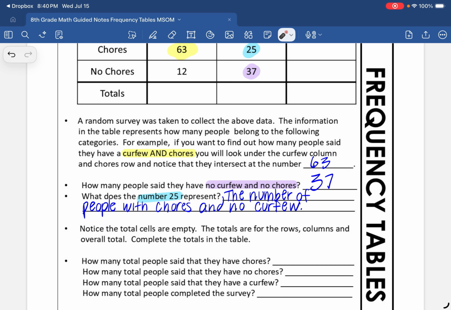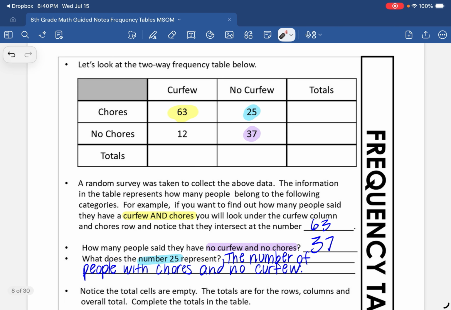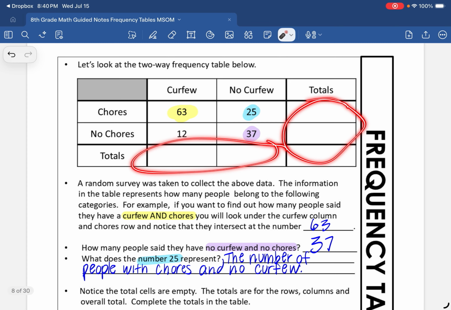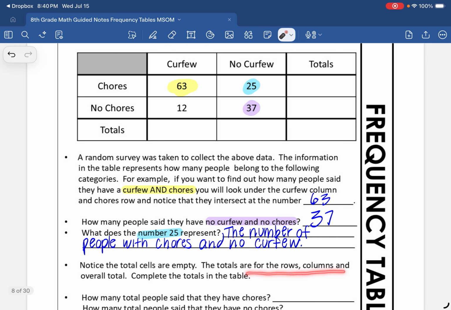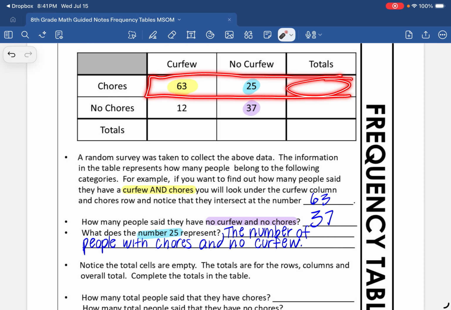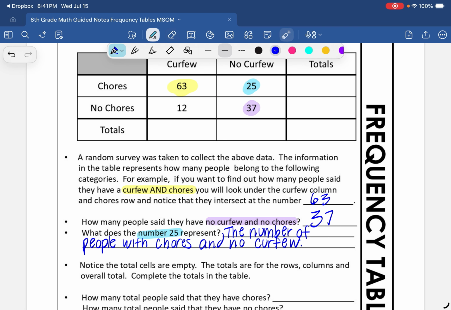Notice that the total cells are empty. So we have these totals and those totals, and they're all empty. The totals are for the rows, columns, and overall total. Complete the totals in the table. This total right here will be the sum of 63 and 25, and that is the total of how many people have chores. So I'm going to add 63 and 25, and that gives me 88.